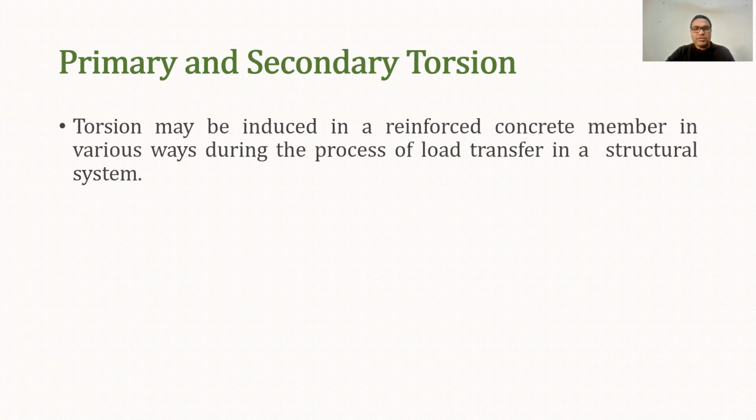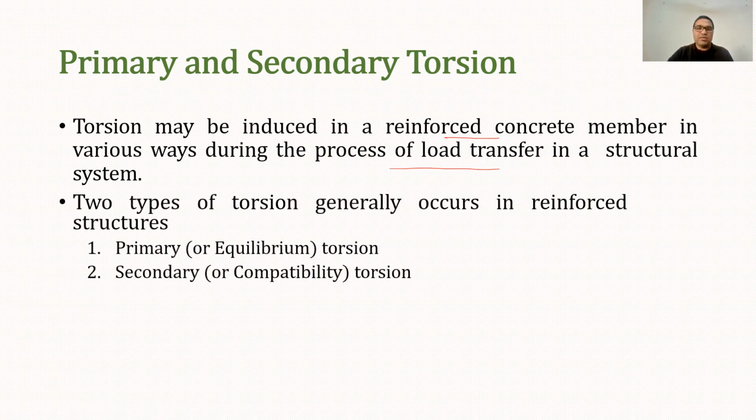Torsion may be induced in a reinforced concrete member in various ways during the process of load transfer in a structural system. Based on the process of load transfer, torsion can be classified into two categories: primary torsion and secondary torsion. Primary torsion is also known as equilibrium torsion, and secondary torsion is known as compatibility torsion.